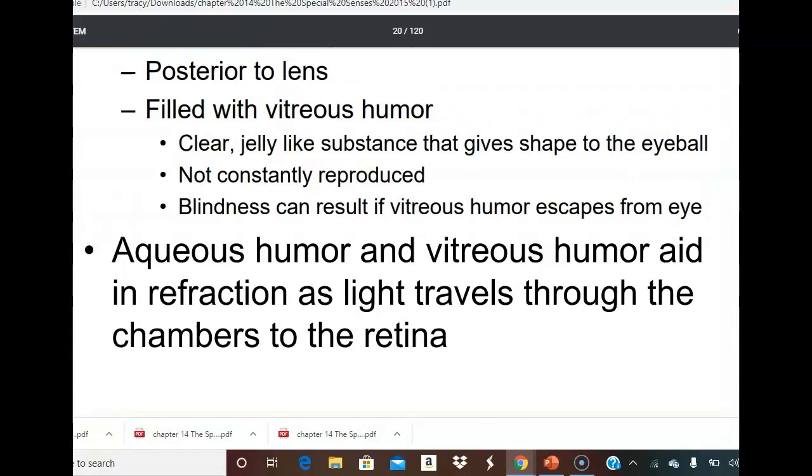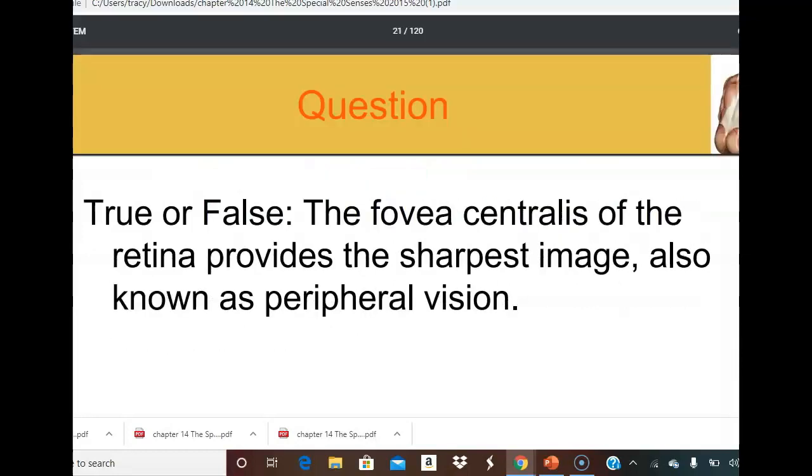Both of those fluids, okay, humor actually refers to fluid. The aqueous means watery, vitreous means gel-like, but both of them help and aid in refraction of light. Refraction is basically just bending, okay? But you have to bend it accordingly in order for light to actually travel through the pupil and to focus in on the retina. If something disrupts that refraction, then it can lead to blindness or difficulty seeing, okay?